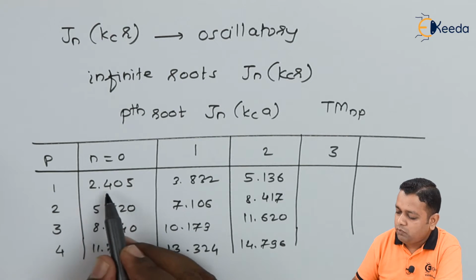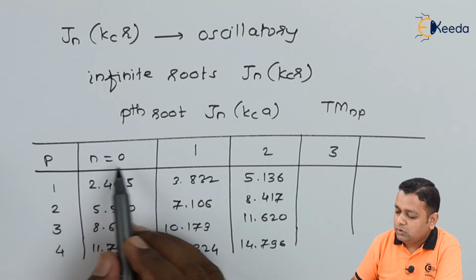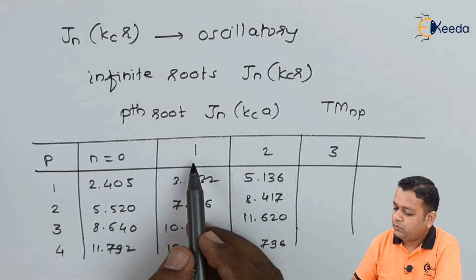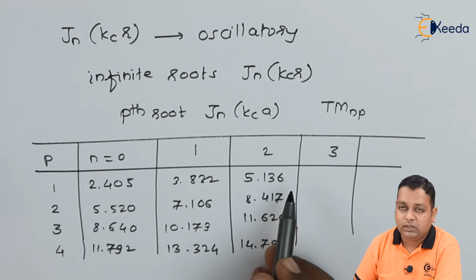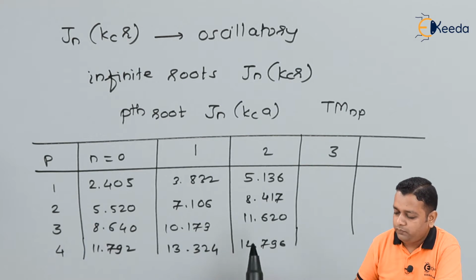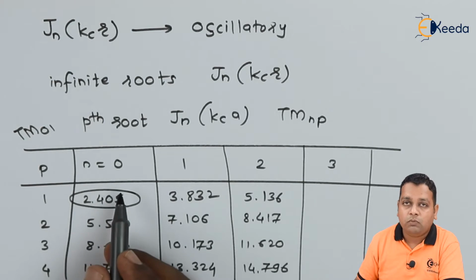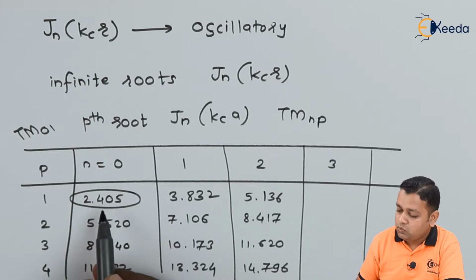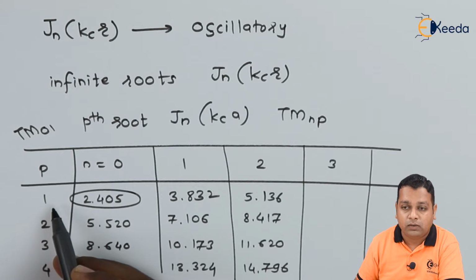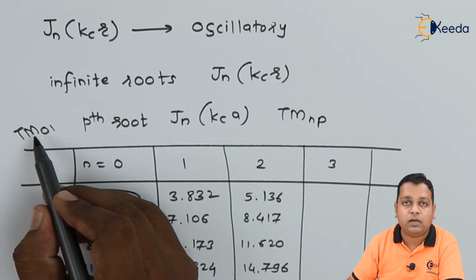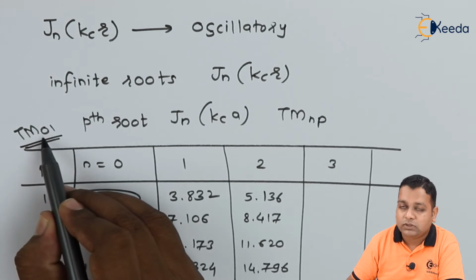So here it is 2.405 increased to 3.832 if we switch from 0th order to that of the first order. To the second order, it rises again, 5.136 here. So in this particular scenario, this is the observation we have for n number of roots obtained. So here we have marked the smallest possible value 2.405 for n equal to 0 and p equal to 1. Hence, for the transverse magnetic mode of microwave propagation, we represent it as TM suffix 01.